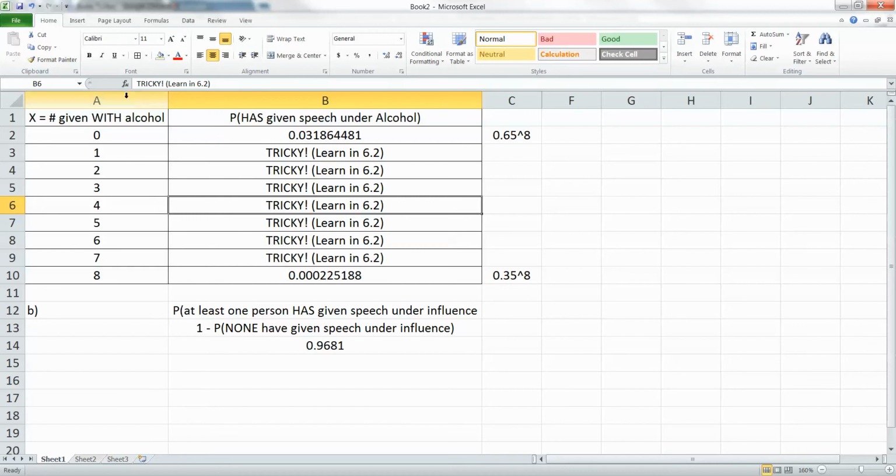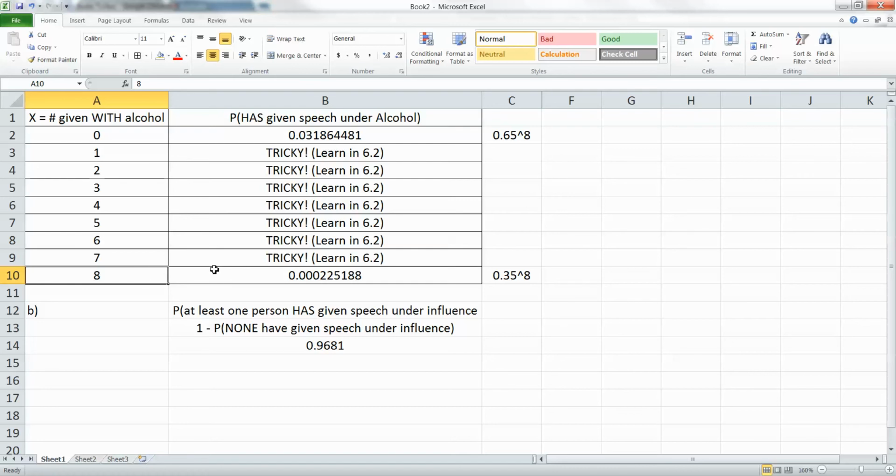Okay, I've already done this problem and the computer ate my video, so let me just go back here. What I did was I made a table for myself. I said, okay, let X be the number of people that have given a speech with alcohol. So here nobody's given a speech with alcohol, so none of the 8. Then one person has given a speech with alcohol out of the 8, 2 have given a speech with alcohol out of the 8, and so on, all the way up to all 8 of them have given a speech under the influence of alcohol.